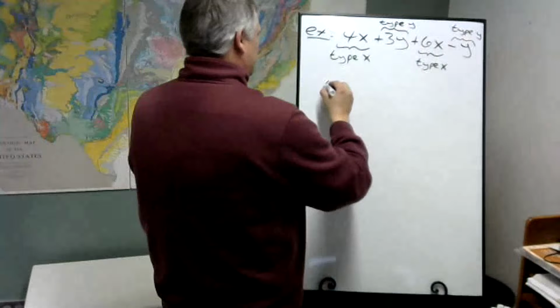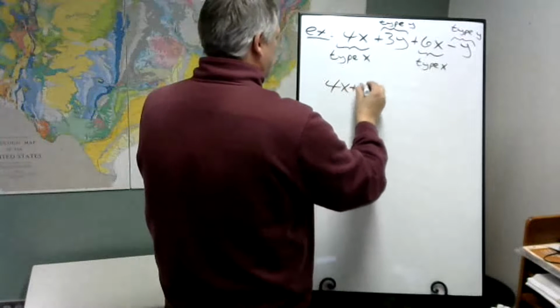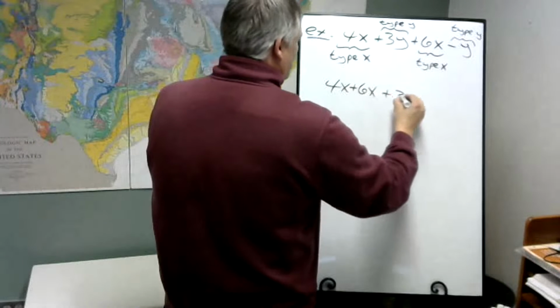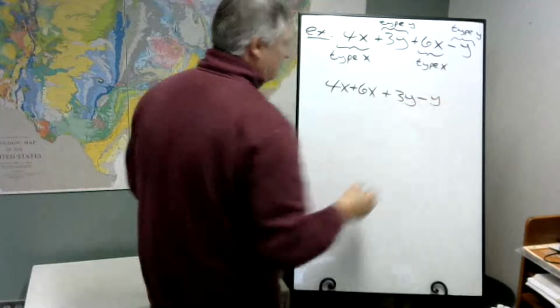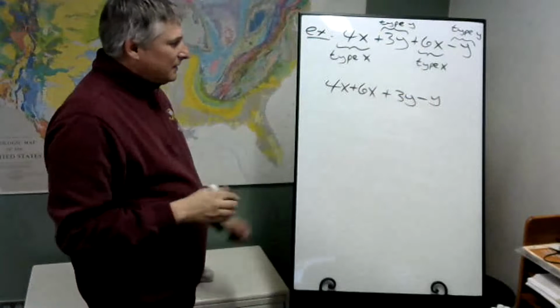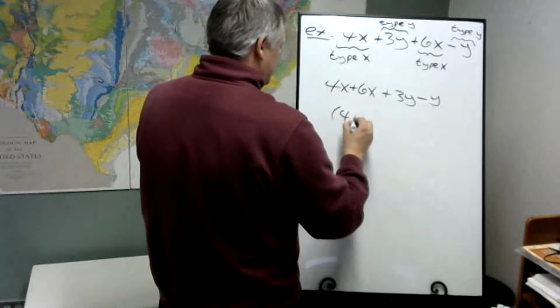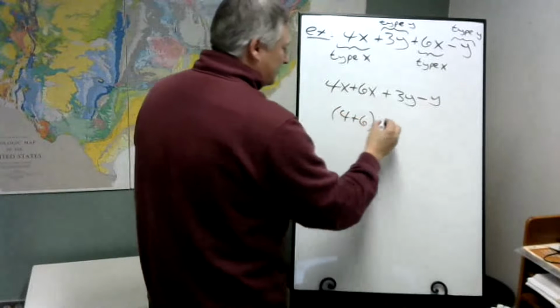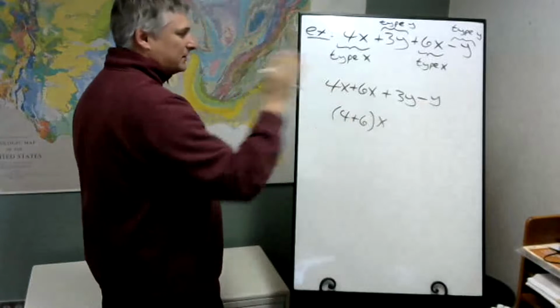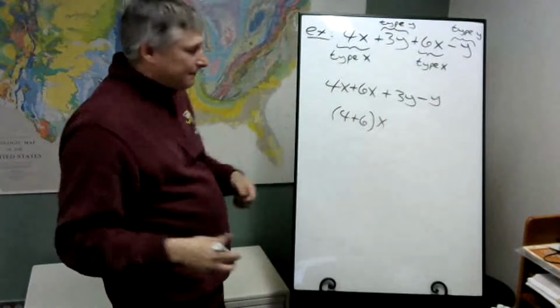So what we'll get, we can kind of prepare these for being combined, group them together. Very common thing. 4x plus 6x, that's 4 plus 6 x. And again, I'm taking this extra step here. You don't have to do that. You could just say 4x plus 6x is 10x.